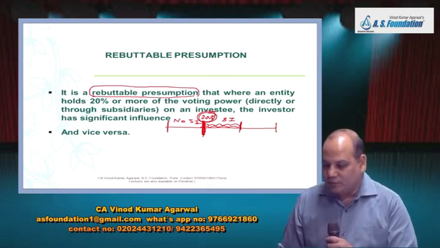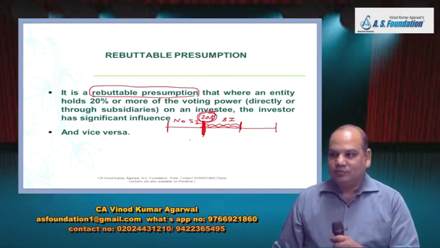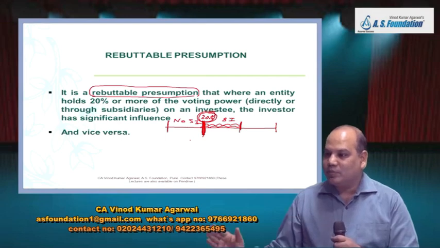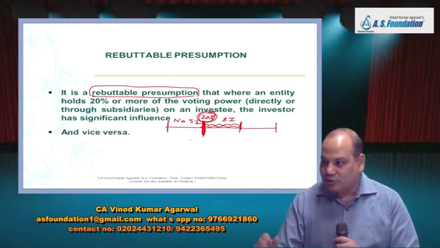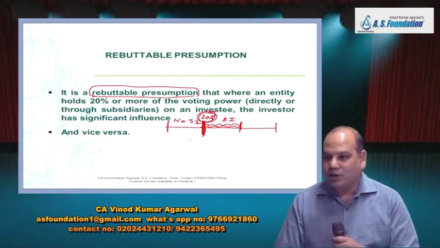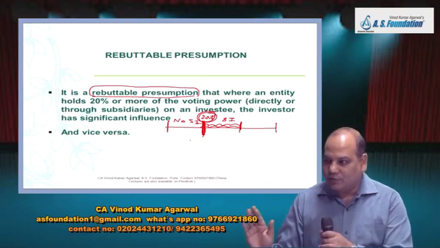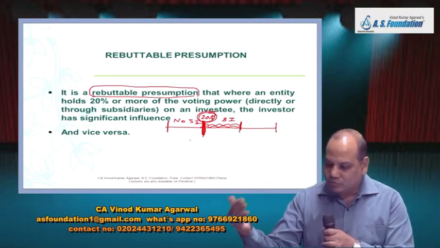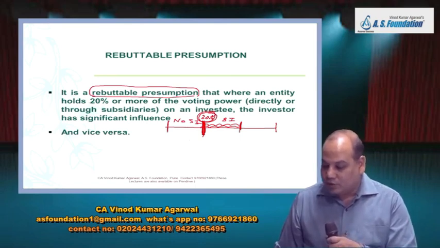standard. For example, a bank has given a loan to a company, and the company has not repaid the loan. What did the bank do? It converted the loan into equity. Now they are holding 20% equity share of that company, but they are not participating in the operating and financial policies. So then they can say that since we are not participating in financial and operating policy, we will not apply this standard. What about less than 20%?